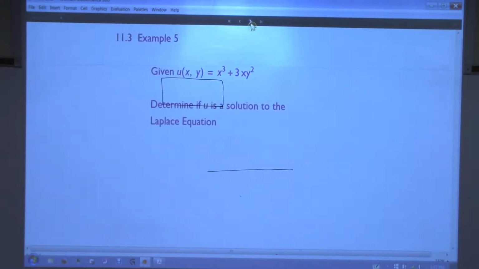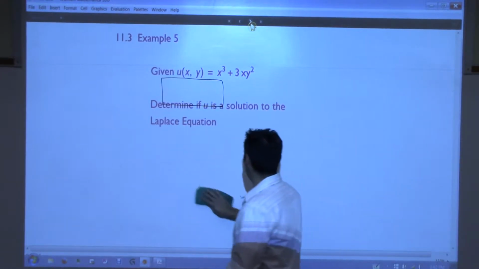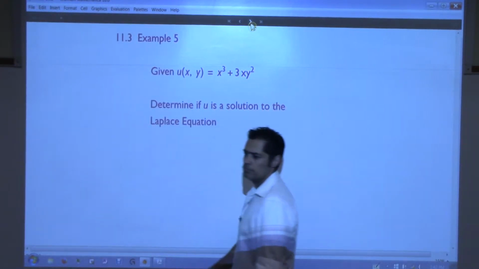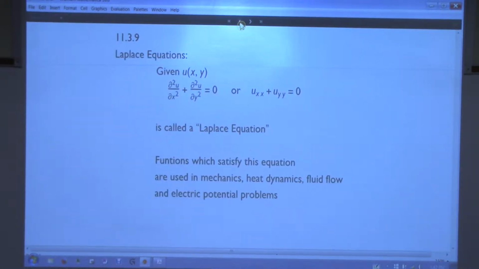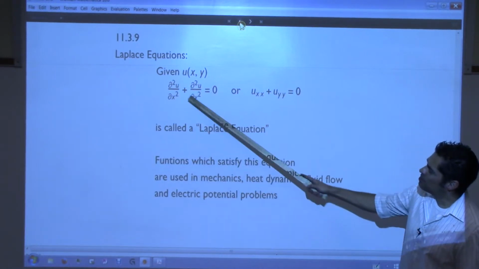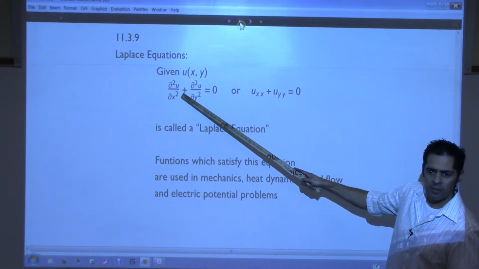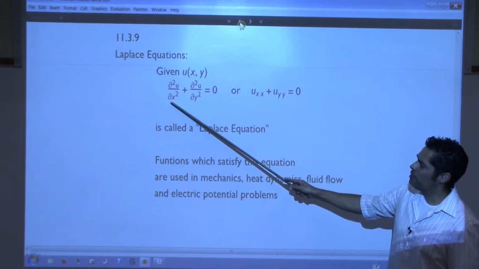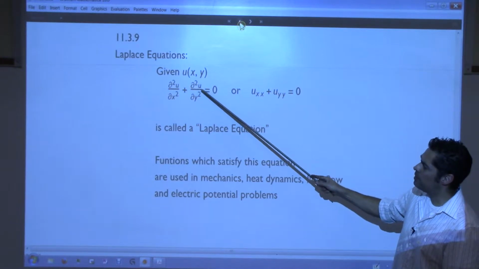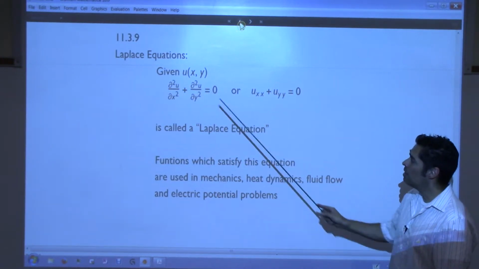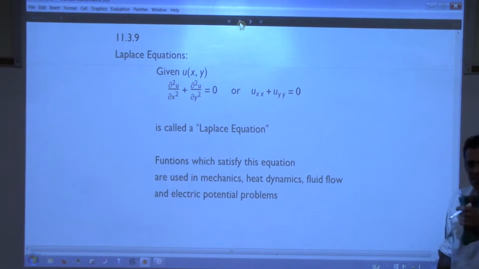Here we go. Determine if this function is a solution to the Laplace equation. Is that a solution? So what you're going to check is to see if that equation that we just had a second ago is true. Now, let's point out some things about this. Here's that different notation, isn't it? The offset 2's. This means you're going to take the partial derivative with respect to x twice. You're going to get that answer. You're going to add it to the partial derivative of the function with respect to y twice. If those add up to be 0, then the function you're looking at is a solution to the Laplace equation.